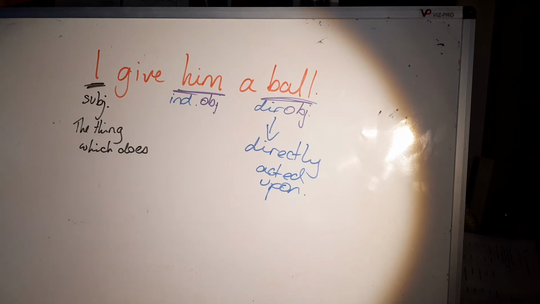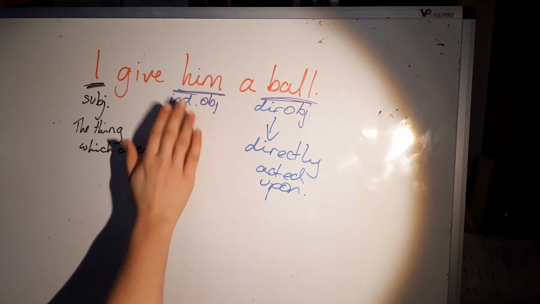This is really weird to explain, but it's directly acted upon. In German it has something called the accusative case, but it's directly acted upon. So the ball is directly acted upon because it's given, and that's why it's directly acted upon. If you have the cat eats the fish again, the fish is directly acted upon, so it's not just an object, it's a direct object.